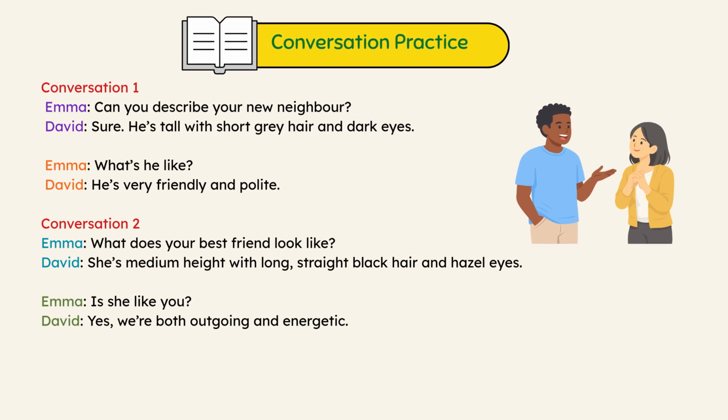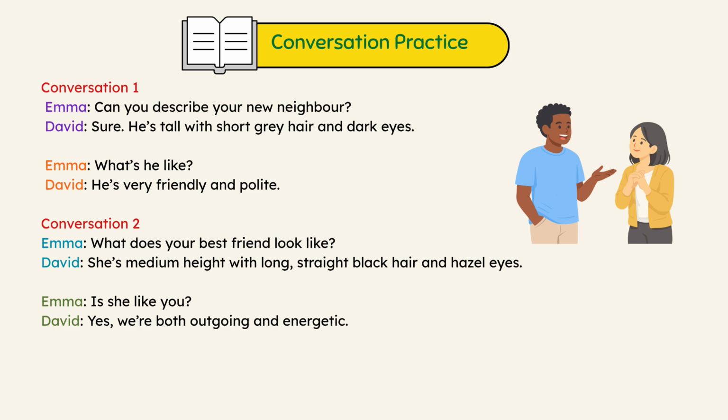Conversation practice. Now let's look at two short conversations. Conversation 1. Emma, can you describe your new neighbor? David, sure. He's tall with short gray hair and dark eyes. Emma, what's he like? David, he's very friendly and polite.